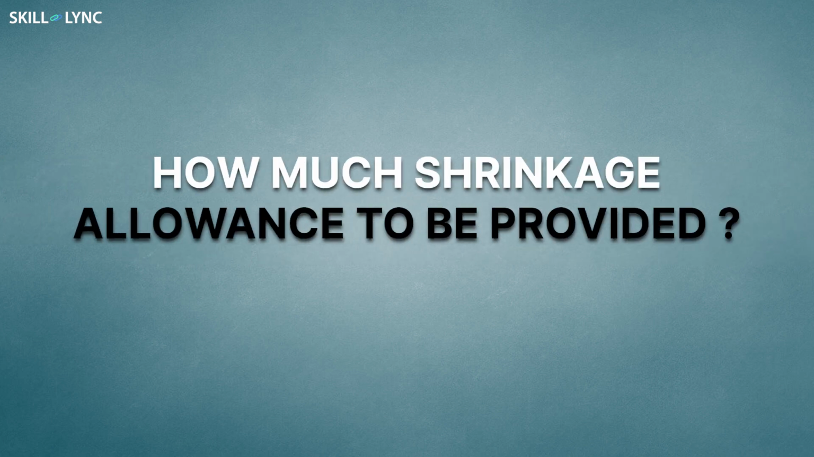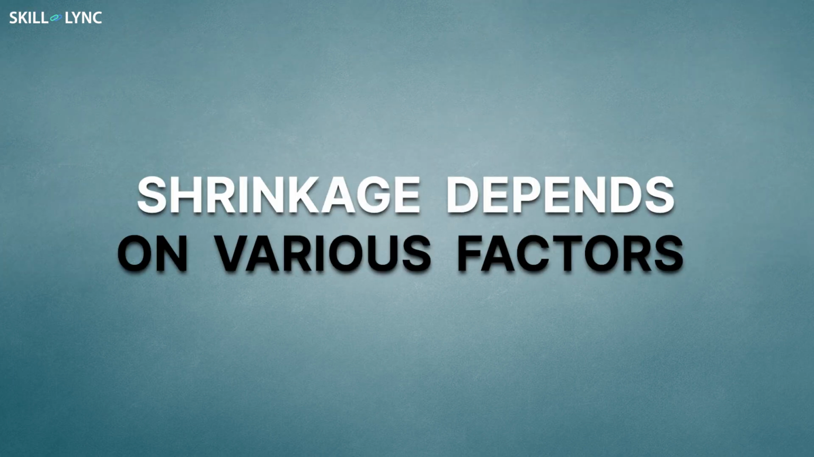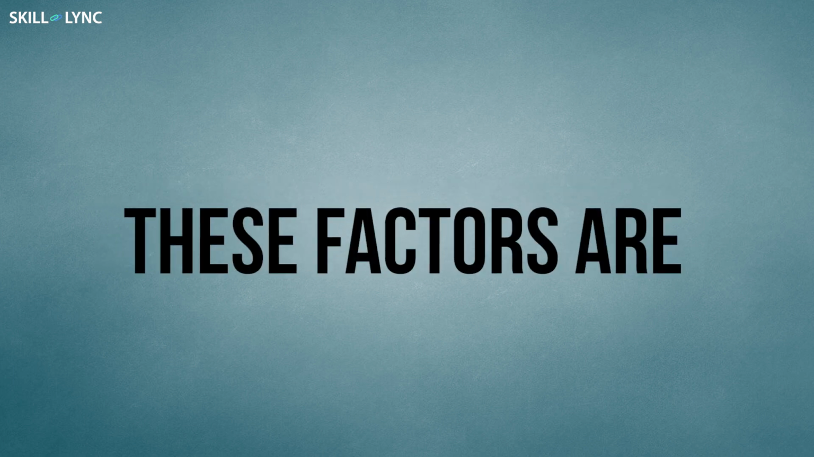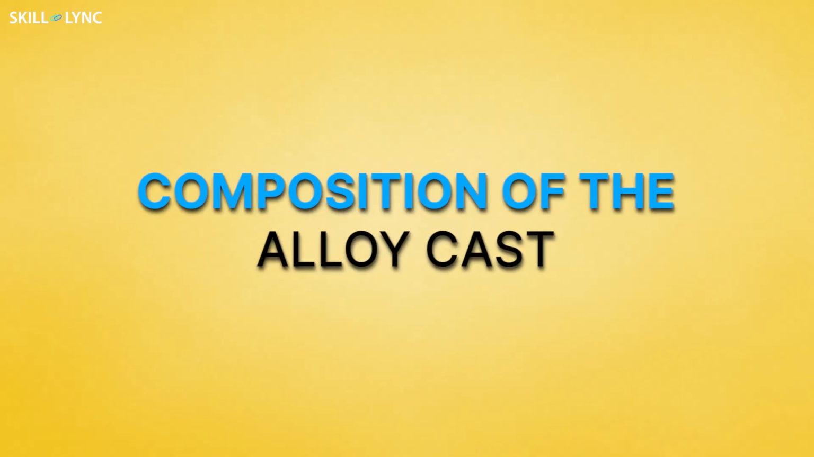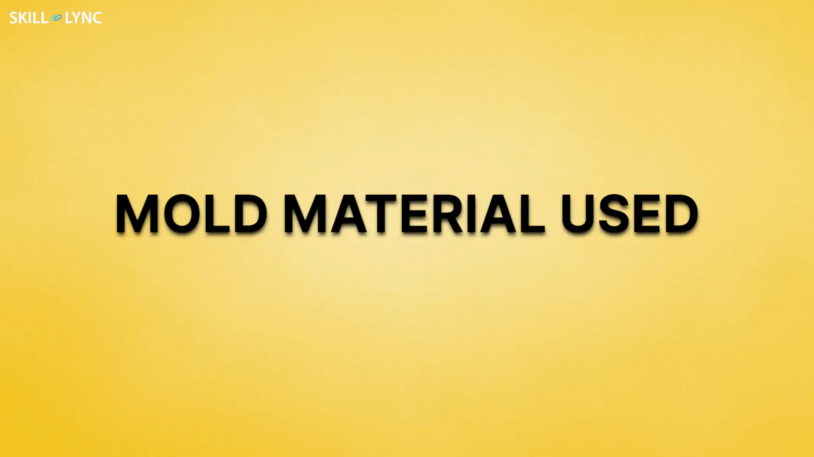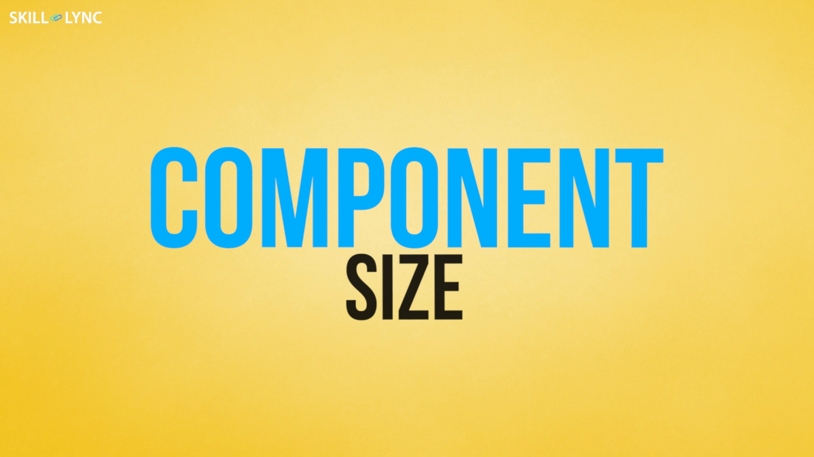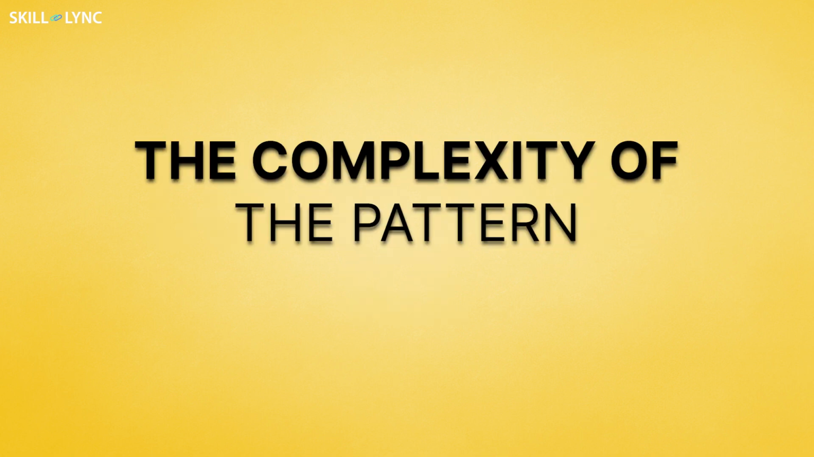After discussing shrinkage, are you guys wondering how manufacturers know the value of shrinkage allowance to be provided? Well, they take into account several factors on which the value of shrinkage depends while manufacturing the patterns. These factors are the composition of the alloy cast, mold materials used, mold design, component size, and complexity of the pattern.